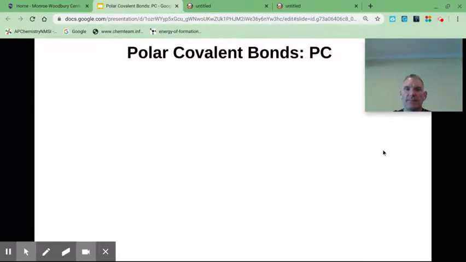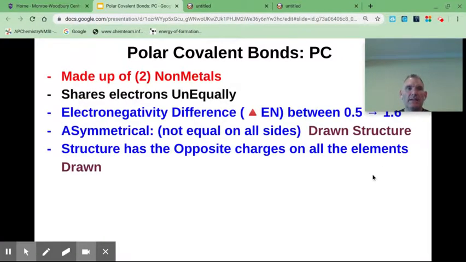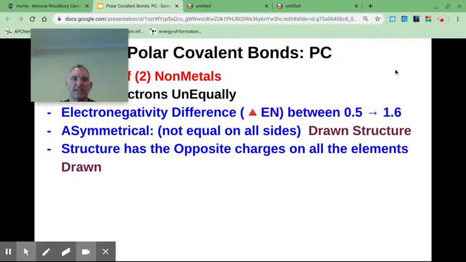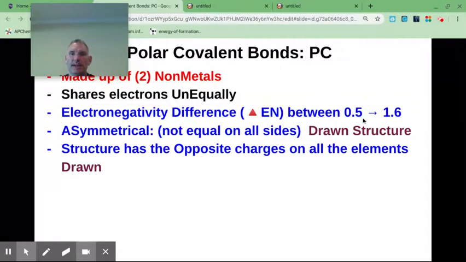Remember that when something is a polar covalent bond, it's going to be made up of two nonmetals, which means the electrons are going to be shared unequally. When this occurs, our electronegativity difference is going to be between 0.5 and 1.6 when we look it up and do our math. When we draw the structures out, they are going to be asymmetrical, which means they're not equal on all the sides.